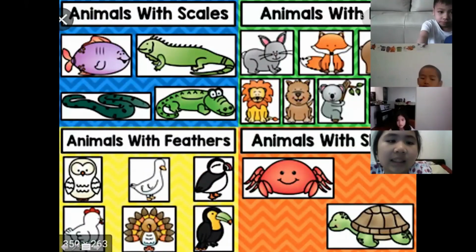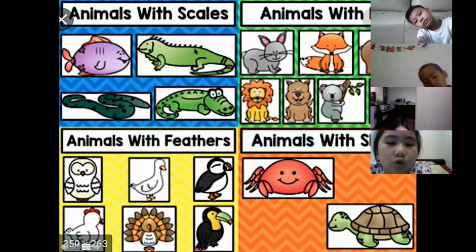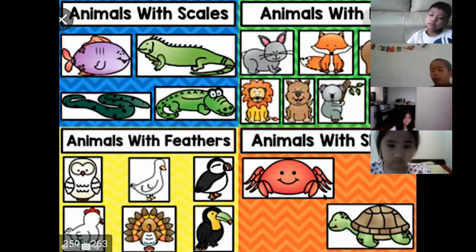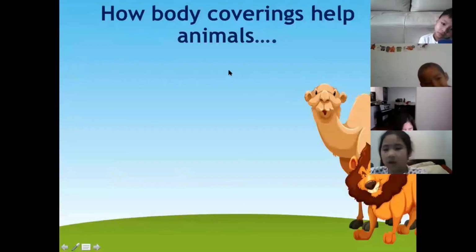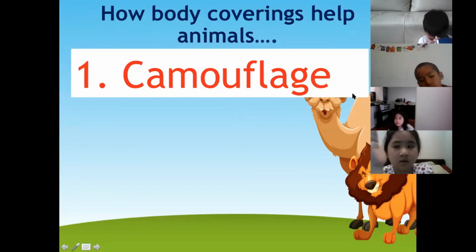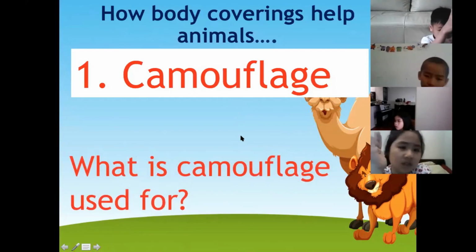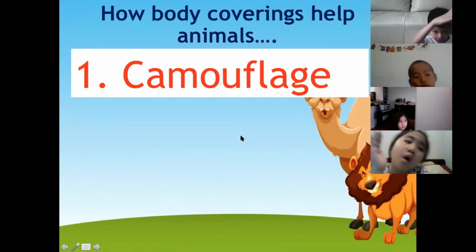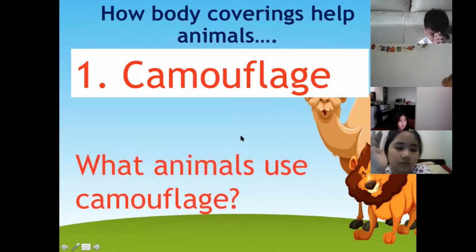It's a shell. Right here, some more examples of animals with scales, animals with fur, animals with feathers, and animals with shells like crabs and turtles. How do body coverings help animals? So the first way is body coverings can help animals with camouflage. So we've already said what camouflage is used for.